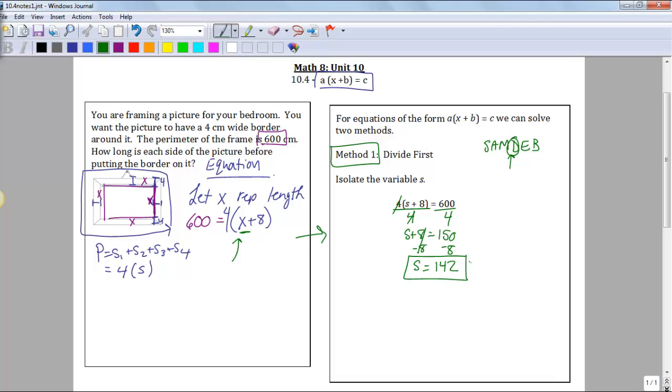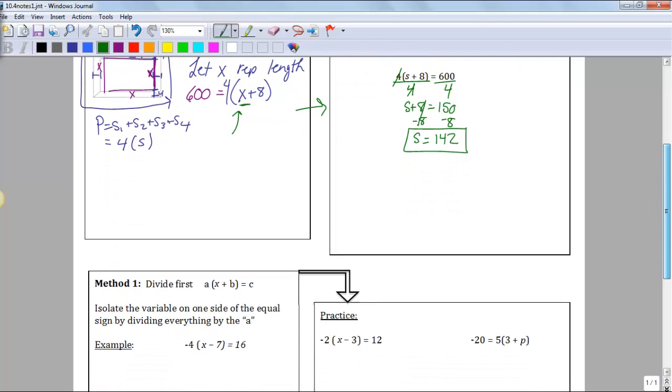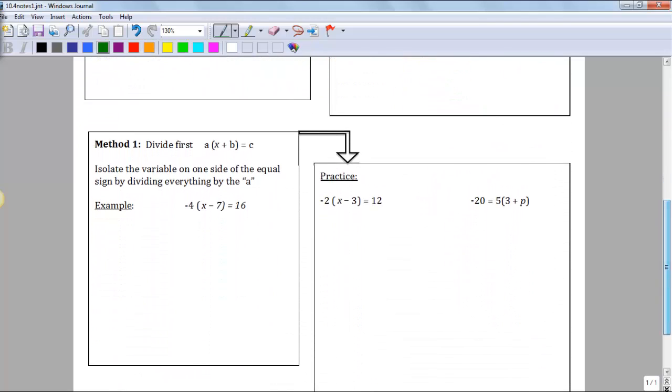S equals 142. So that's how we take care of those brackets. We get rid of the brackets, we don't want those brackets there, and to do it, we divide. So that's one type. It's called the division method, when you divide first. So let's take a look down here. We'll do one more example together, and then I'll leave you with some.